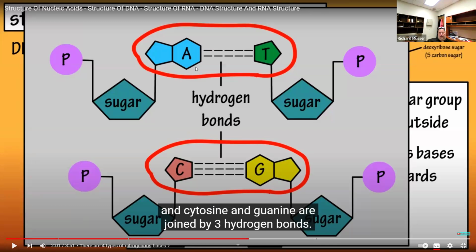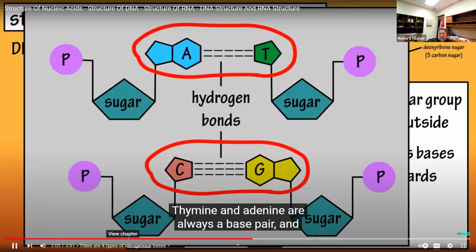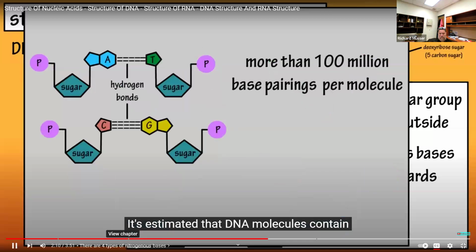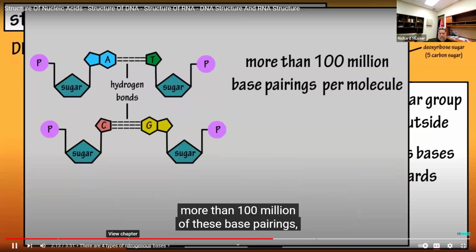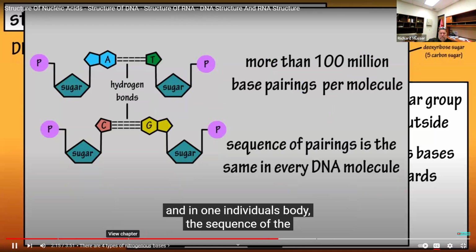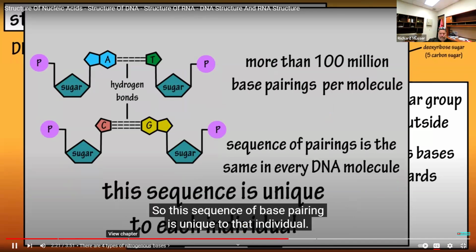Again, as an introduction to biology, I'm not really worried about getting all that. Just understand the A's are combining with T's, the G's are binding with C's, something about the basic structure. Thymine and adenine are always a base pair, and cytosine and guanine are always a base pair. It's estimated that DNA molecules contain more than 100 million of these base pairings. And in one individual's body, the sequence of the base pairing is the same in every DNA molecule. So this sequence of base pairing is unique to that individual.